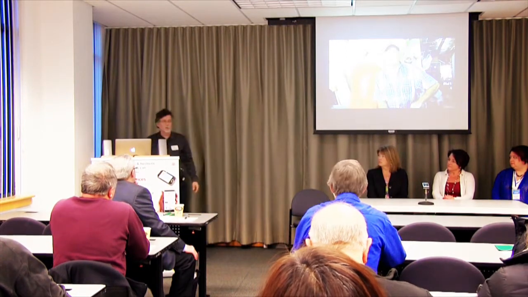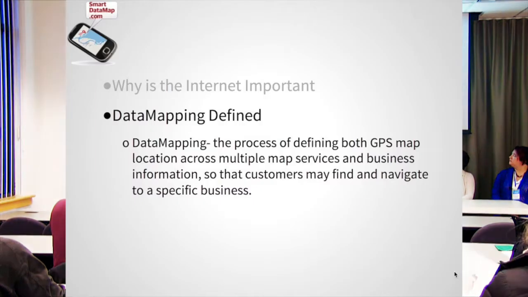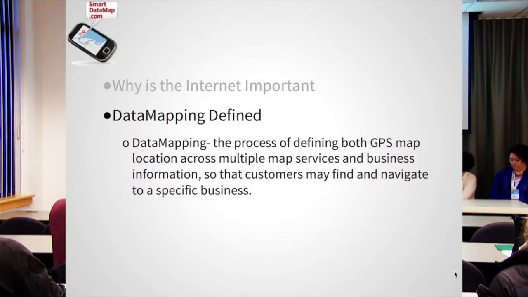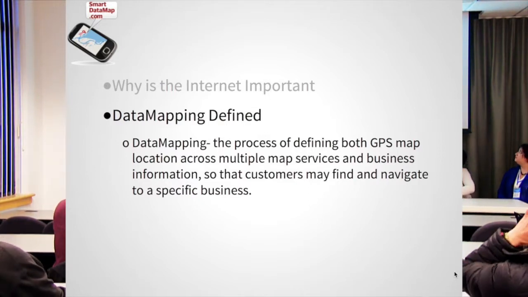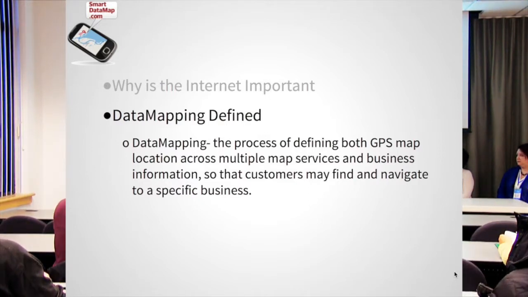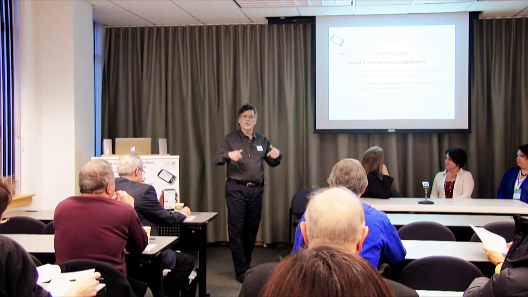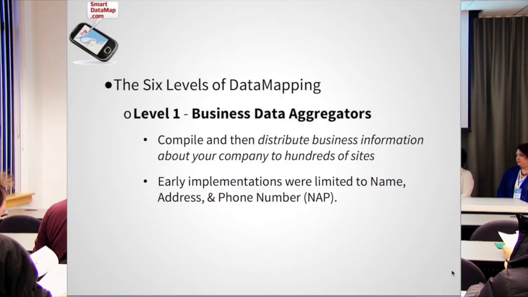So let's talk about some of the ways you can get on the internet. Data mapping is defined as the process of using both GPS services and information services on the internet, so people can not only find your business, but where your business is located. There are 6 levels of data mapping. I'm going to go through this quickly, and we can come up with questions afterwards if you have them.